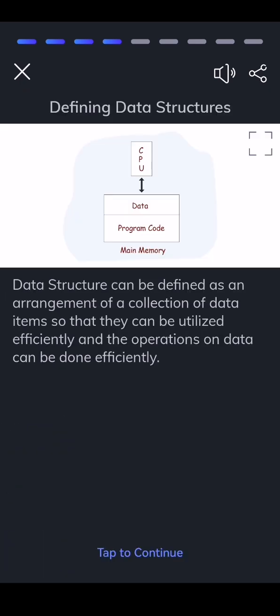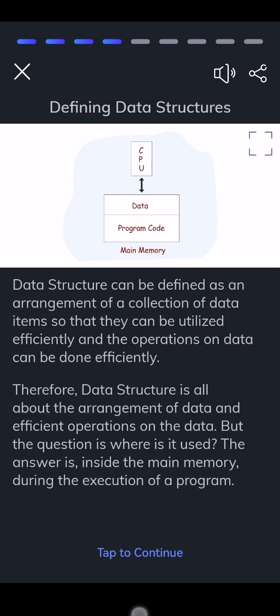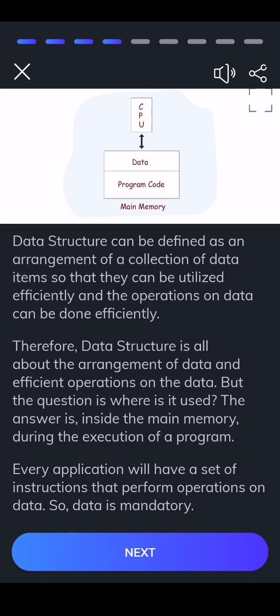Let's have a look at the technical definition. Data structure can be defined as an arrangement of a collection of data items so that they can be utilized efficiently and the operations on data can be done efficiently. Therefore, data structure is all about the arrangement of data and efficient operations on the data. But the question is, where is it used? The answer is, inside the main memory, during the execution of a program. Every application will have a set of instructions that perform operations on data. So, data is mandatory.